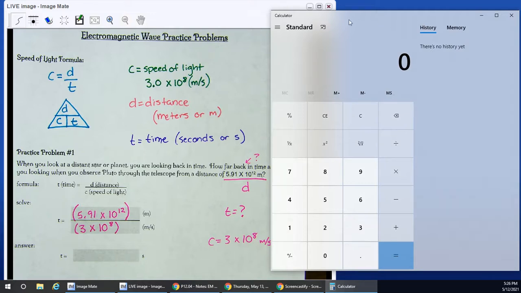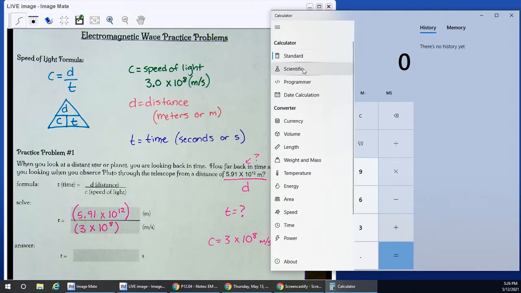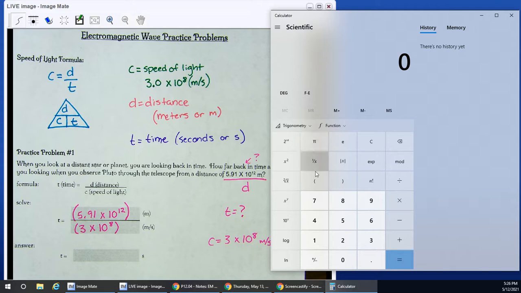What I'm going to do is use my calculator on the computer so that way you can follow along using your calculator on the computer as well. I'm going to change it to scientific notation by clicking this navigation bar. So now I'm in scientific and now I have parentheses, and that's what I'm going to use to help me solve these problems.